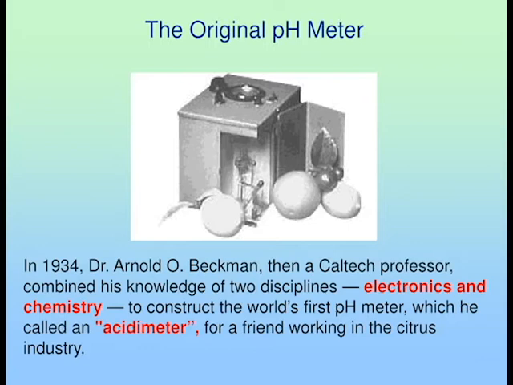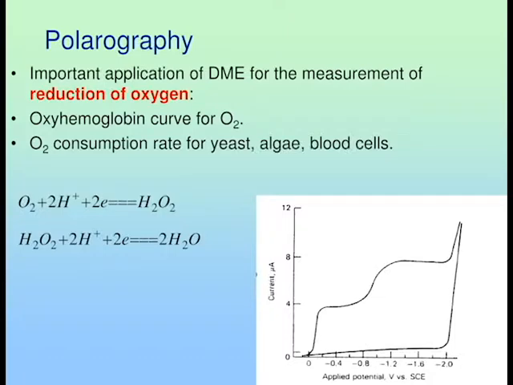Okay. We look at more electrochemistry, a bit of electro. So what is DME? Dropping mercury electrode. So this slide is the reason why this slide appears.